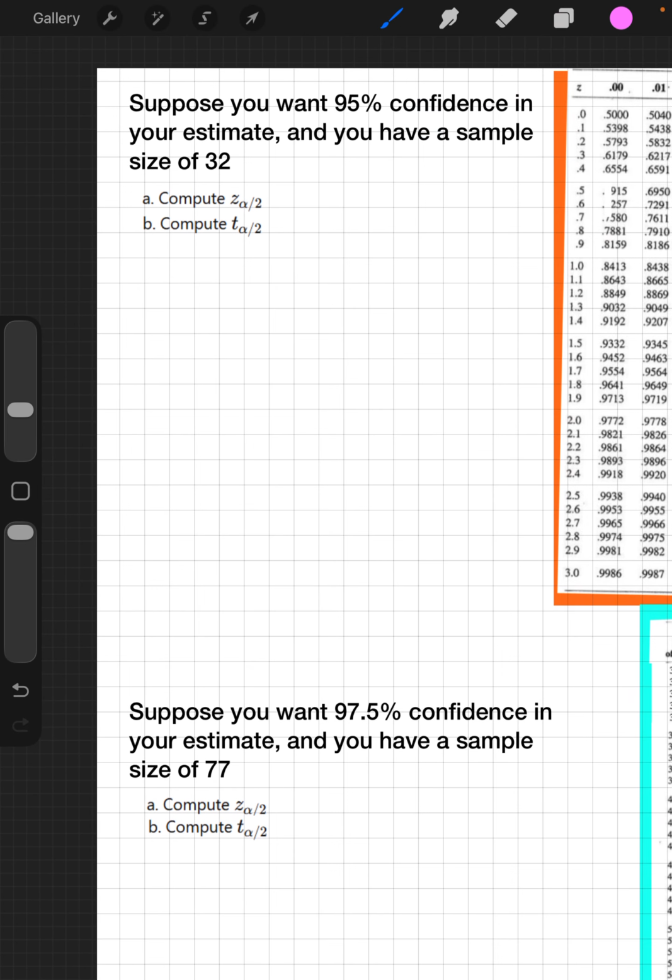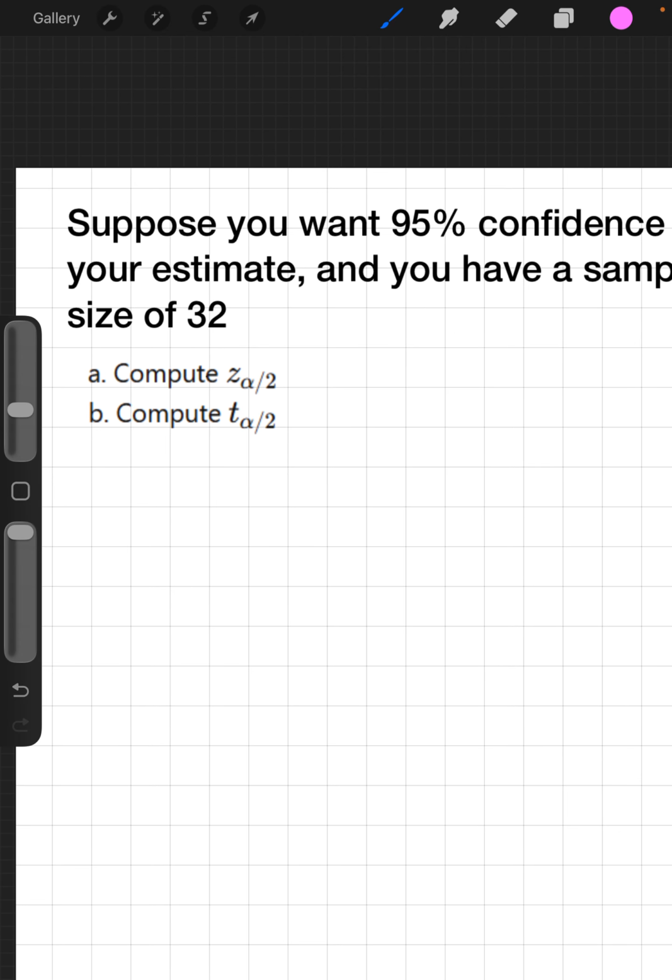Hi everyone, this is part 2 of computing z and t. Hopefully this helped you a little bit more on finding and knowing the difference between the two.